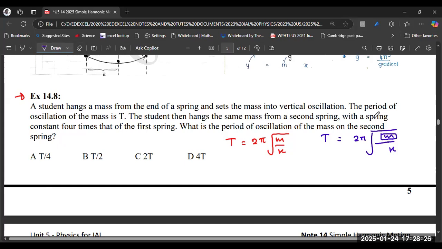From a second spring with spring constant 4 times. So the new spring constant is 4 times. So I had to include in the denominator 4 inside the square root. Mathematically, can I do like that? No. So if I want to introduce in the right hand side 4 in the denominator, in the left hand side also, I have to introduce a 4 in the denominator. So it leads to what? T over 2. So the answer becomes what? T over 2.